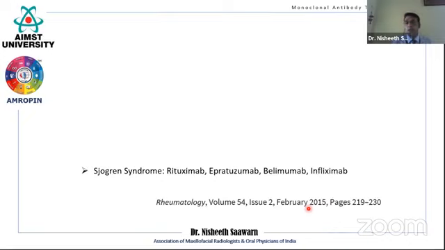Then you come to Sjogren's syndrome. Sjogren's syndrome, all of you know, is an autoimmune disorder, and we have seen that all these drugs are very well used in autoimmune disorders. Rituximab, Epratuzumab, Belimumab, and Infliximab, all these drugs have shown good results in Sjogren's syndrome. When given for 6 to 8 months or 4 to 6 months in systemic doses, they have shown good recovery of all the other signs like arthritis. Dry eye has recovered, lacrimation has been restored, and salivary flow has been restored in those patients.